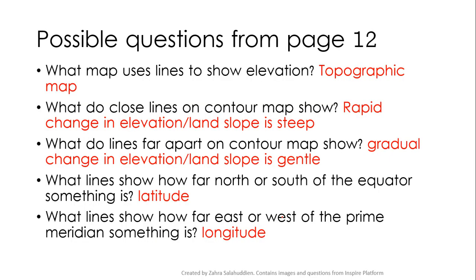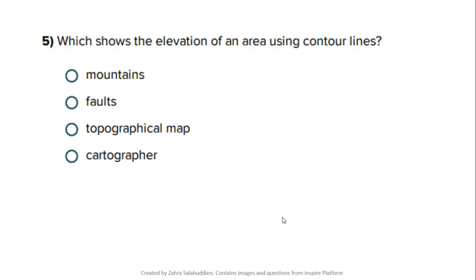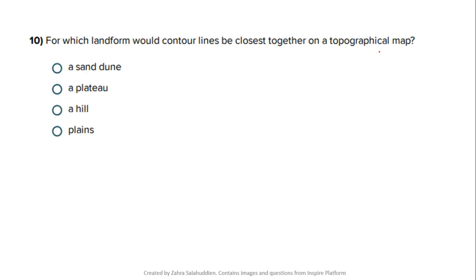Here are some possible questions you may get from page 12. You can pause the video and review the questions. Okay, so the map that uses our lines is called a topographic map. The landform where the lines are closest together is called our plateau.